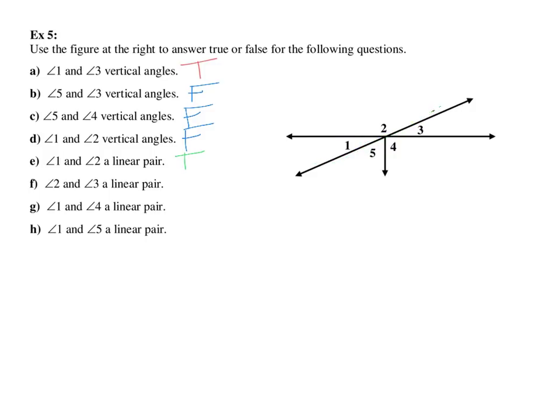And then we have 2 and 3. Are 2 and 3 a linear pair? Yeah, they form a line together. That's true.